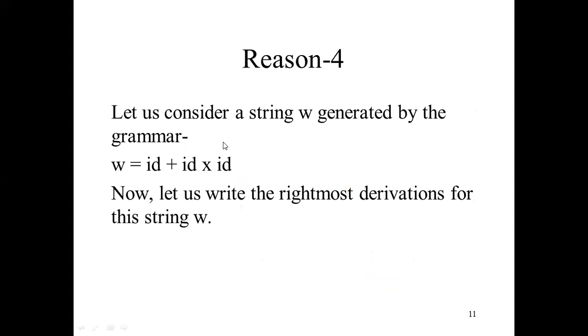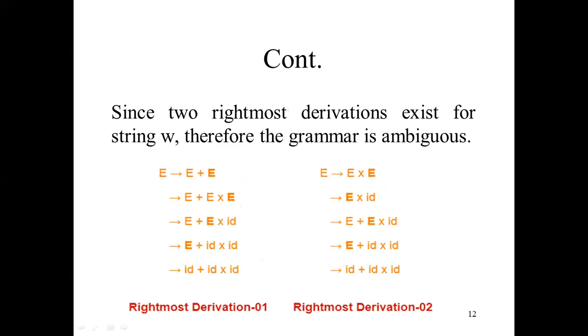Let us consider the same string. Now let us write the rightmost derivation for this string. Now again, since two rightmost derivations exist, here again we are considering the same, E plus E, E into E. Now we are replacing this side. Okay, this is called the right side. And in the preceding one, we were considering the left side, means this side only. Here we are replacing this right side.